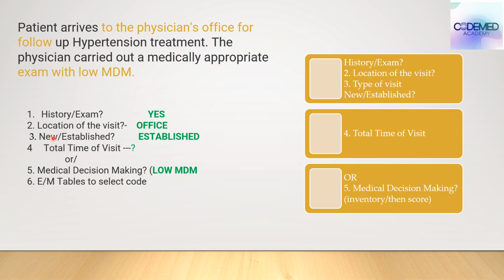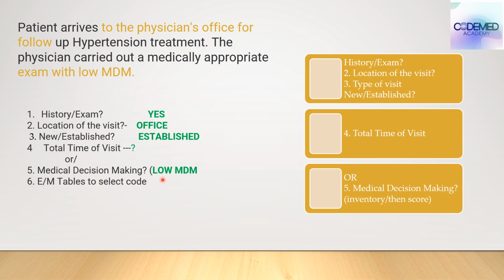Is it a new patient or established patient? Now many a time they do not write the word established, but you have to derive that information. How can I say it's an established patient? Because this is a follow-up visit. That means he must have come last week or last month. And what does established patient mean? The doctor has seen the patient or the patient has seen that doctor in the last 3 years. So this is an established patient.